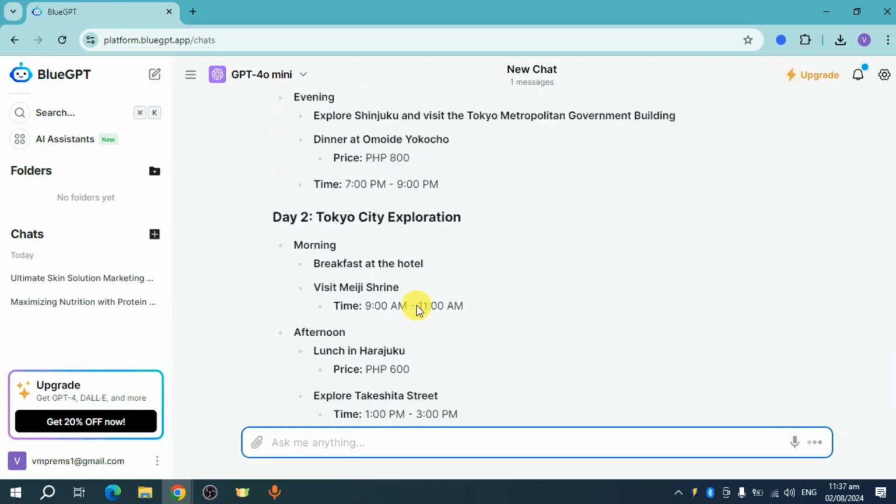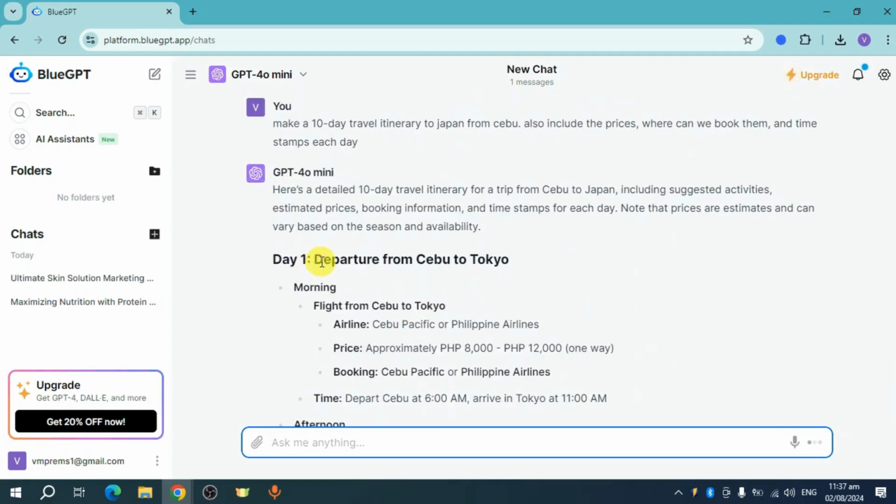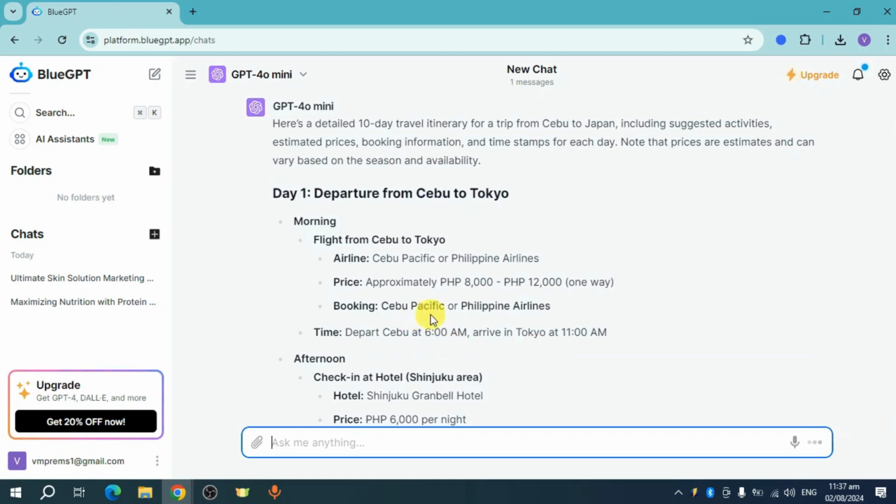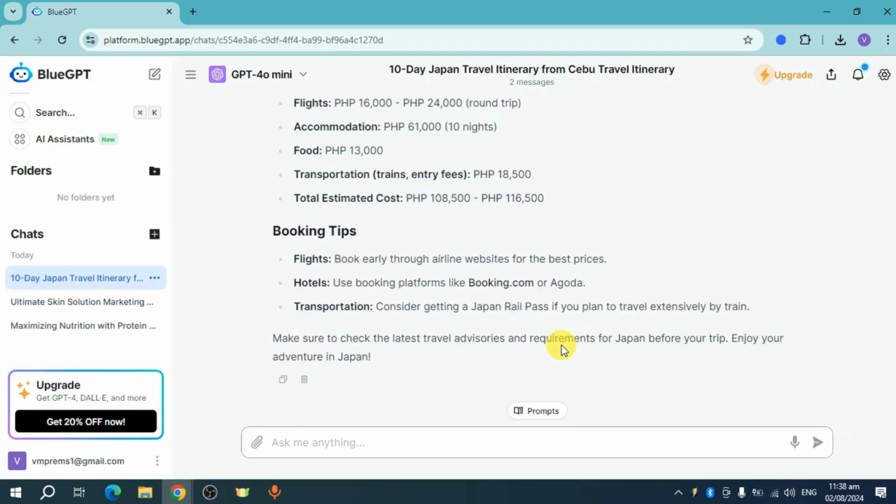So for example, let's head over right here to the day one. We have in here departure from Cebu to Tokyo. So as you can see, they have in here the flight information. They will provide you the airlines and also the price right here. So the price is around 8,000 to 12,000, and then the booking will be Cebu Pacific or Philippine Airlines. So the time of departure will be 6 a.m. and you can arrive at Tokyo at 11 a.m.